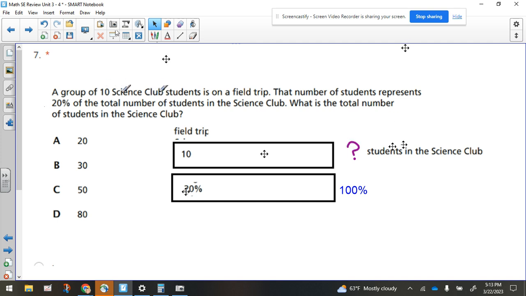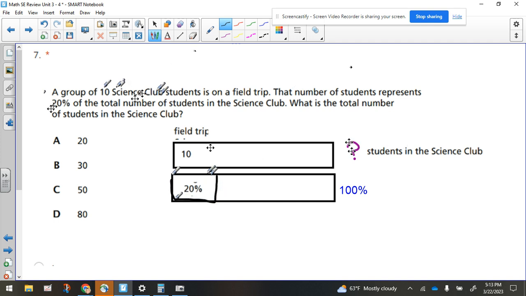So if we read it again, it says that number of students, so we're assuming that's 10, represents 20% of the total number of students in the science club. So that would be what that represents. So that would be about 1/5 of this bottom bar, right? If I break that up into chunks, and that would break this up into a same chunk. Now they want to know this number.